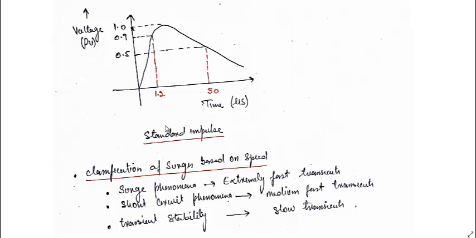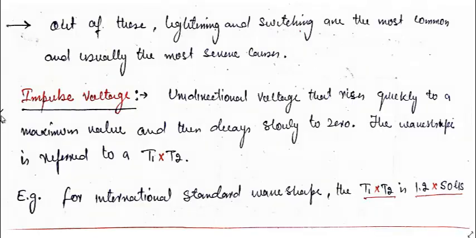This is a standard impulse, and it is used to test the different equipment in our power system, whether it's a transformer, an insulator, or some other equipment used in our power system, because we assume that the impulse voltage or surge is of this nature, and we usually test them for this voltage. This voltage will be available in our high voltage labs.